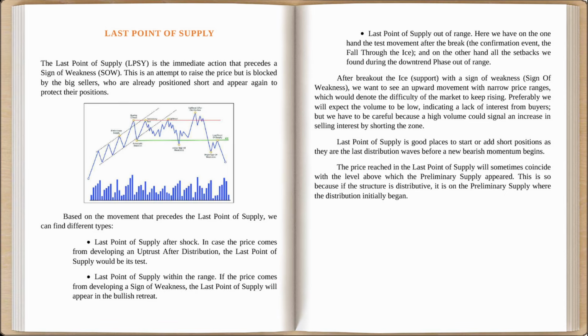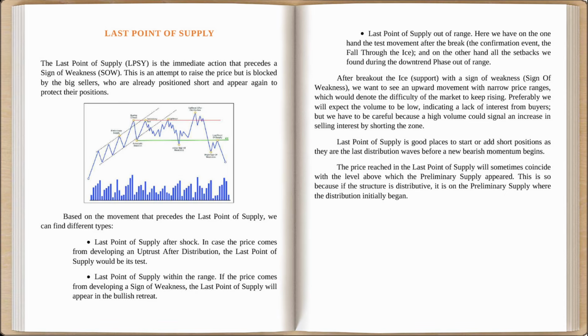Preferably, we will expect the volume to be low, indicating a lack of interest from buyers. But we have to be careful because a high volume could signal an increase in selling interest by shorting the zone. Last point of supply is good places to start or add short positions, as they are the last distribution waves before a new bearish momentum begins.